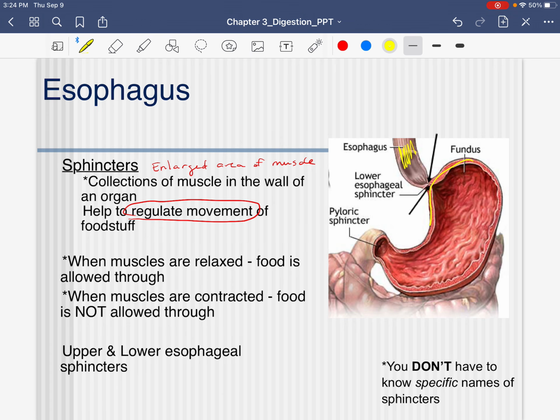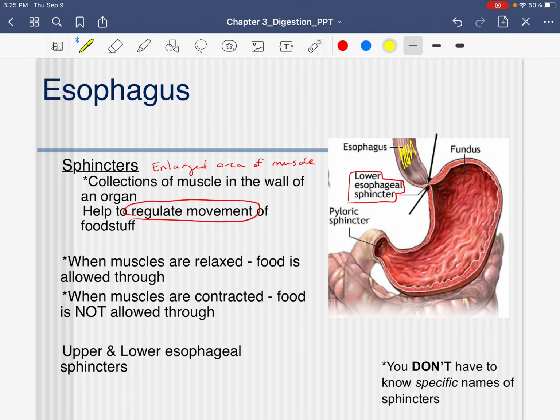So let's look at the junction between the esophagus and the stomach. At the junction between the esophagus and the stomach, well, guess what? We have something called a lower esophageal sphincter.